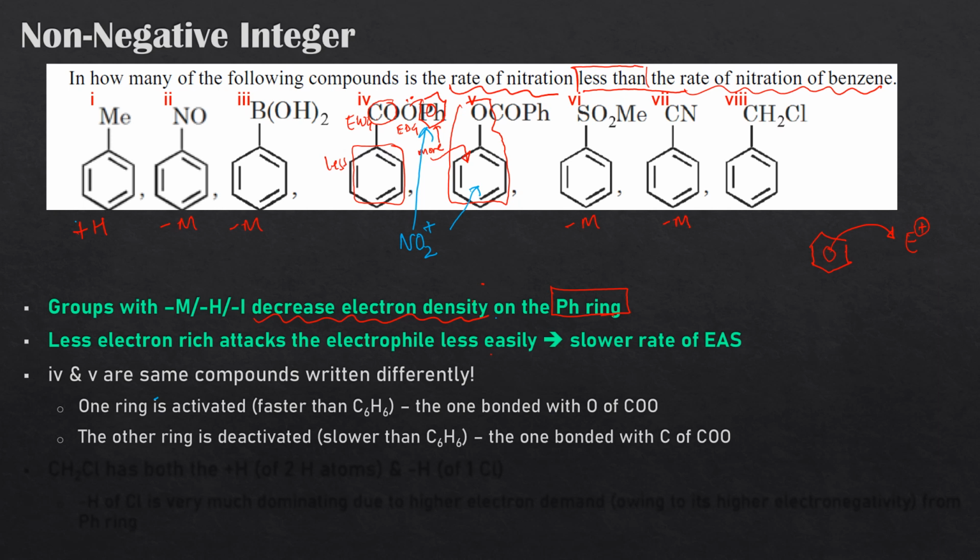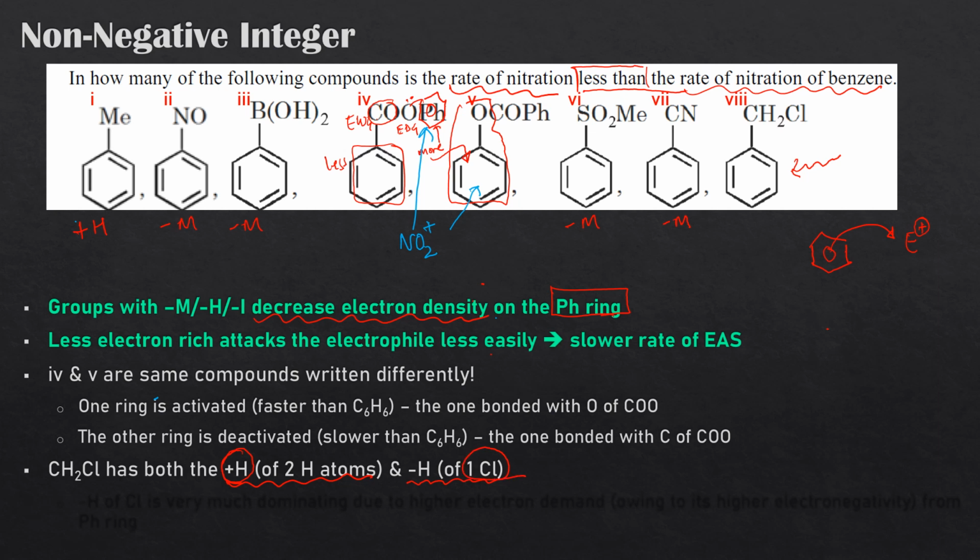And then comes this benzyl chloride. This is quite an interesting case. That's because there are 2 different kinds of atoms present. We have got 2 alpha hydrogen atoms which are going to exert plus H effect, that will be increasing electron density, and there is minus H of 1 chlorine, that is reverse hyperconjugation of 1 chlorine.